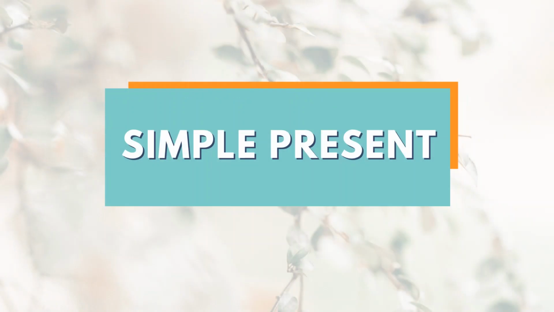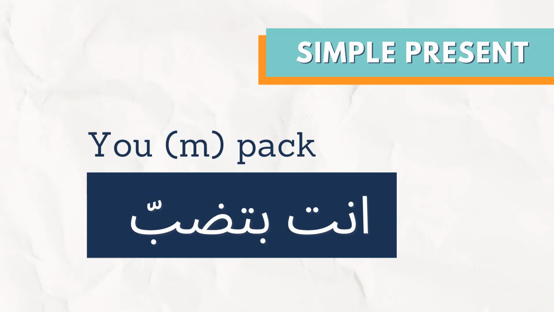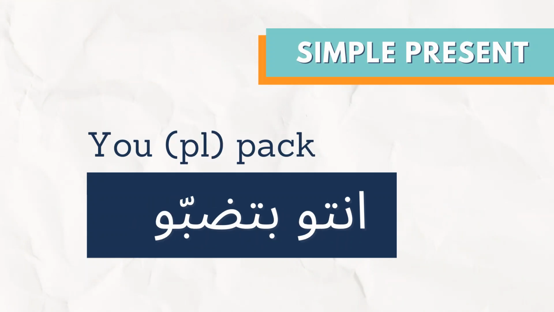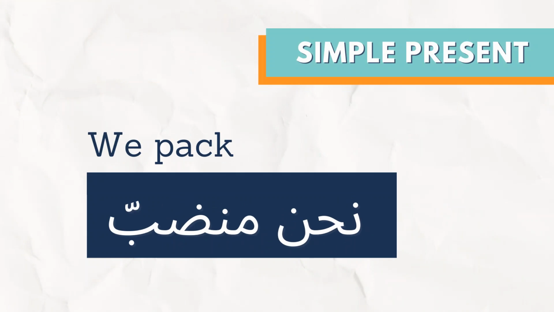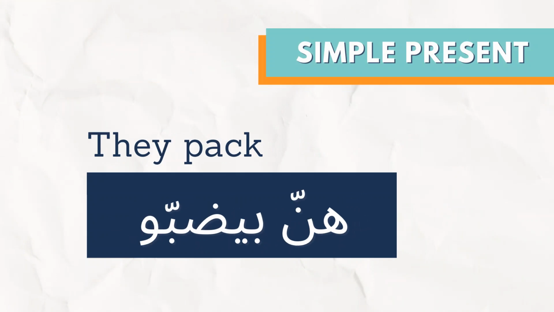How do we conjugate the verb in the simple present? أنا بضب، أنت بتضب، أنتِ بتضبي، أنتوا بتضبوا، نحن منضب، هو بضب، هي بتضب، هنن بضبوا.